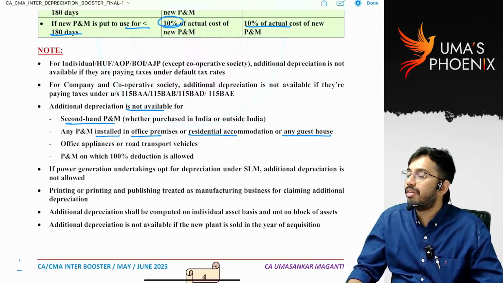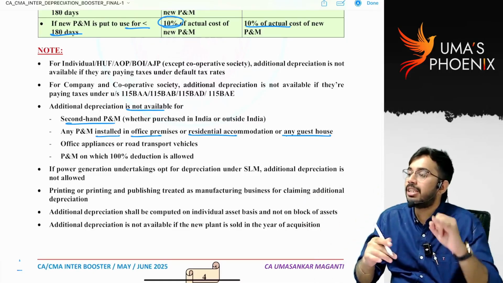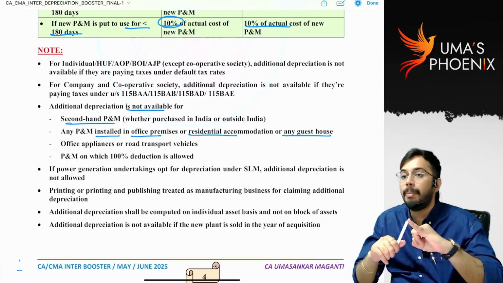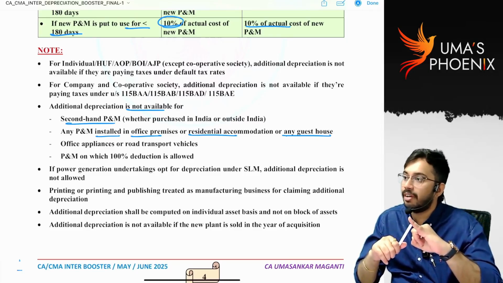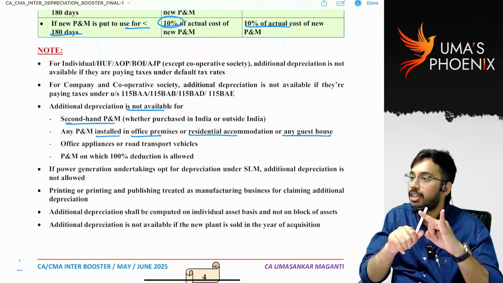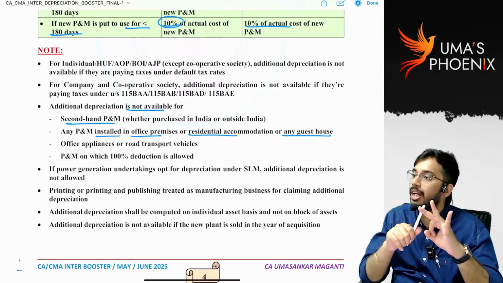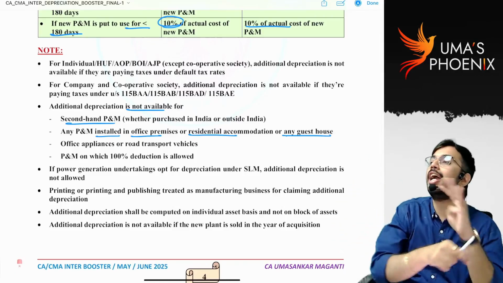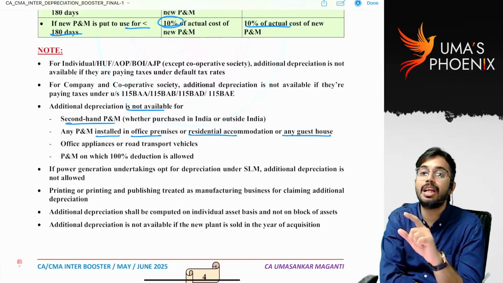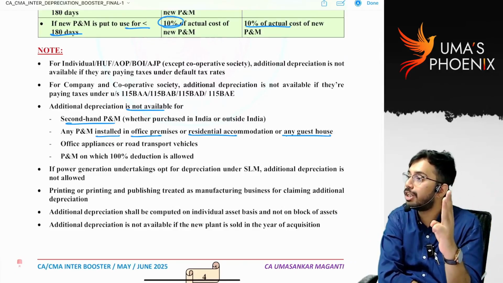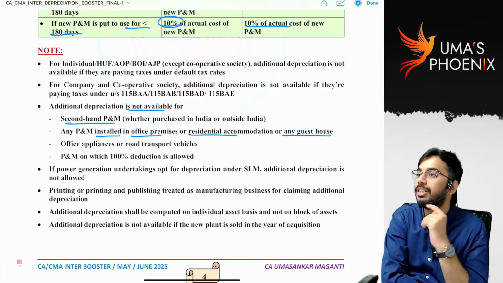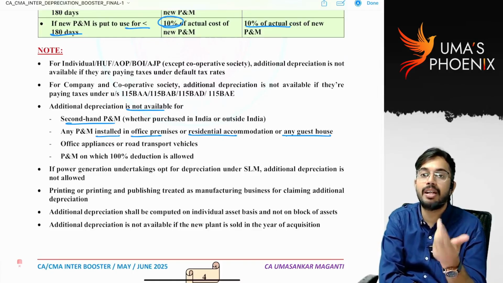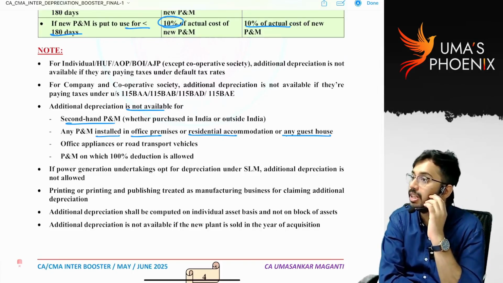See, how many filters are there? First filter: only those engaged in manufacturing and power generation business get additional depreciation. Only for plant and machinery. Only for new plant and machinery. Only for plant and machinery used in the manufacturing area. If plant and machinery is used in office premises, guest house or residential accommodation, additional depreciation is not available. Is it clear? On trucks or transport vehicles, aircrafts, ships, additional depreciation is not available.